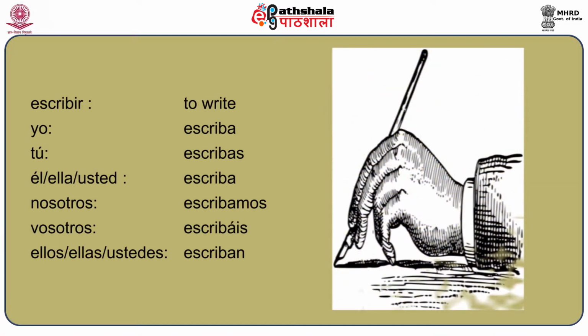Notice again that the first and the third person singular forms are identical. The speakers will understand the context and can avoid mentioning the subject pronoun, or else they will have to mention either yo, él, ella, or usted. Let us take up some more examples of the verb endings in IR. For example, the verb escribir, which means to write.